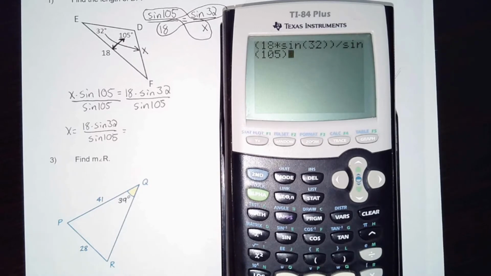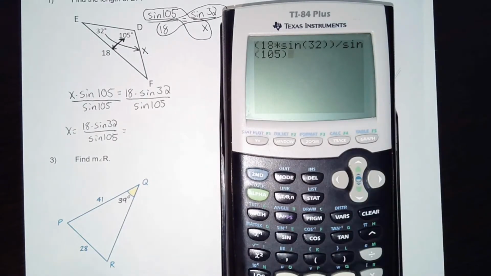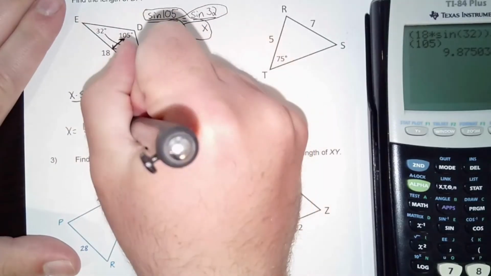And now those parentheses are really important because what can happen is if you forget them, now you're dividing a sine inside of a sine, and that goes crazy very quickly. So I hit enter here, and I get 9.875. I'm going to go ahead and write that down.